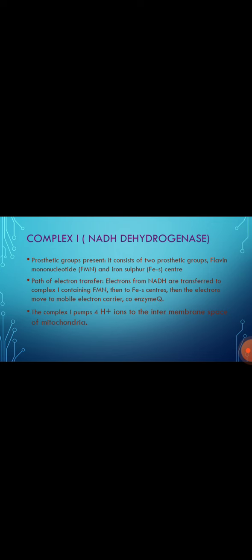Complex 1. NADH dehydrogenase. It consists of 2 prosthetic groups, flavin mononucleotide and iron sulfur center. Electrons from NADH are transferred to the complex 1 containing FMN and then to the iron sulfur centers. Then the electrons move to the mobile electron carrier called coenzyme Q. The complex 1 pumps 4 H+ ions to the intermembrane space of mitochondria.